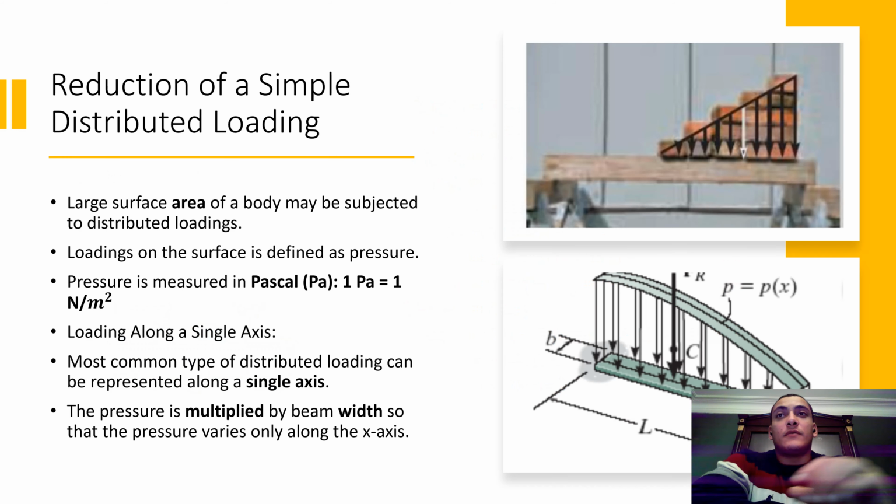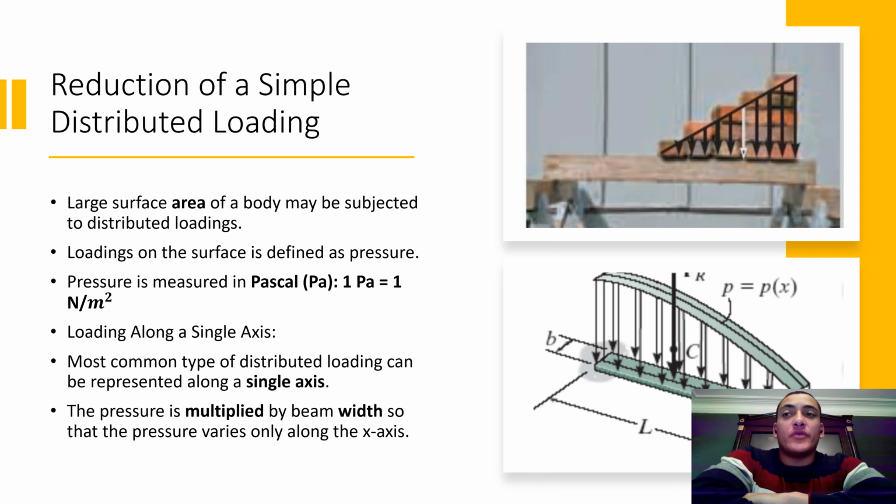Reduction of a simple distributed loading. Large surface area of a body may be subjected to distributed loadings. Loadings on the surface is defined as pressure. Pressure is measured in Pascal, Pa. 1 Pa equals 1 Newton per meter squared.